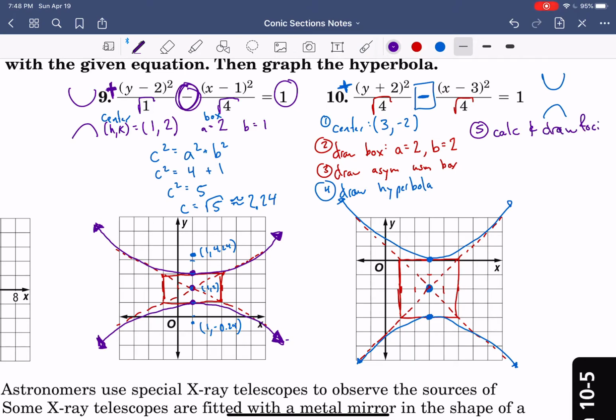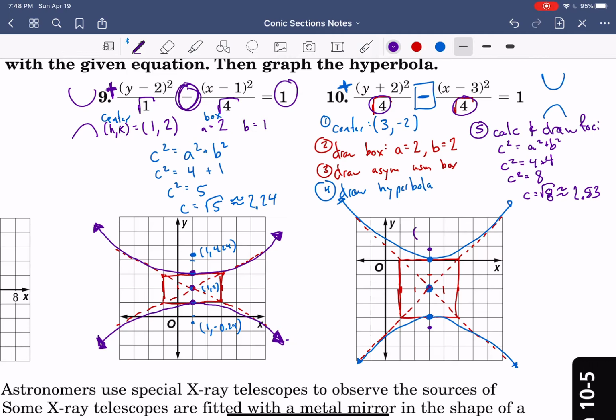All right. So that's going to be c squared is equal to a squared plus b squared. So c squared, and we can be lazy and just take a squared and b squared, right? Get c squared is equal to 8. So c is the square root of 8, which is going to be approximately 2.83. So again, we start at the center, we go up 2.83, down 2.83.